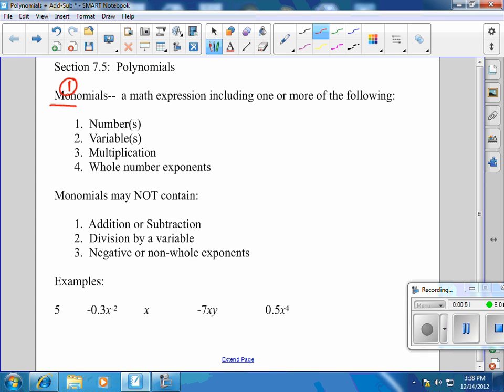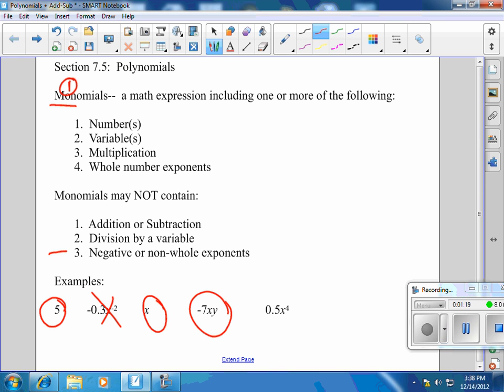How about 5? Definitely a monomial. It has a number, one of those things. The next one, there's something wrong with it. It has a negative exponent. You are not allowed to have that. That's not a monomial. Plain old x. Totally okay. That's a monomial. Negative 7xy. You have some numbers. You have multiplication of x and y. So this is a monomial.